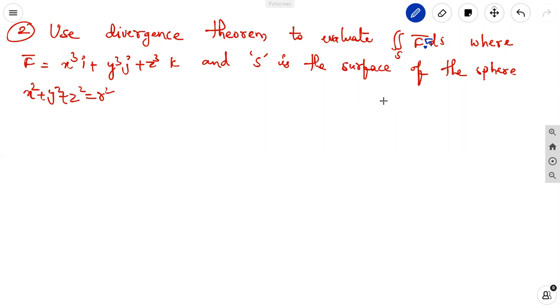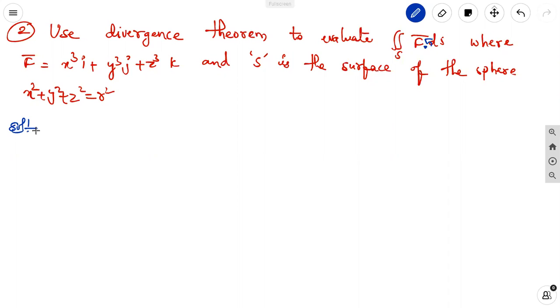Only with f vector dot n vector ds can we apply the divergence theorem. Without n vector we cannot. And S is the surface of the sphere, x square plus y square plus z square equal to r square. Here you should remember when they have given the sphere surface or circular surface, then better to go for the polar form only.